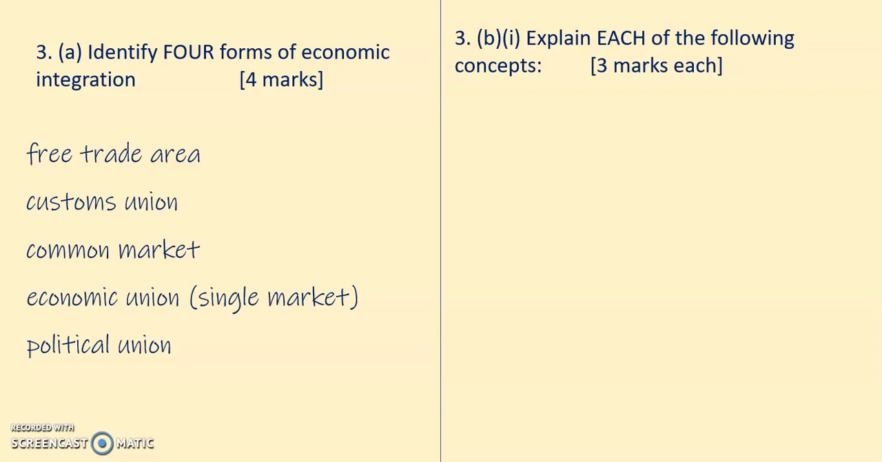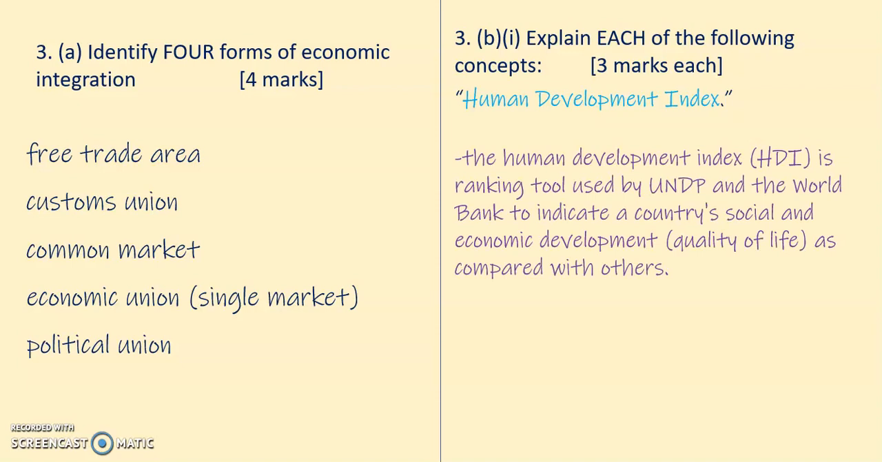Okay, so let's see which is the first concept. The first concept was to explain Human Development Index. The Human Development Index is a ranking tool used by UNDP and the World Bank. Right, that's one mark. To indicate a country's social and economic development. In other words, to measure the quality of life of that country as compared with other countries. That should be another mark, right?